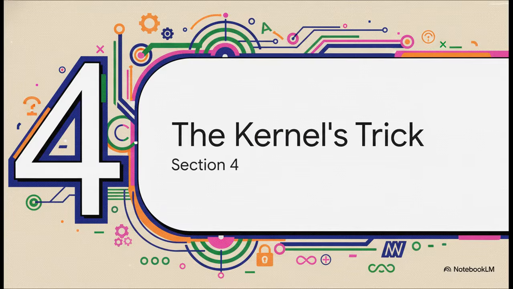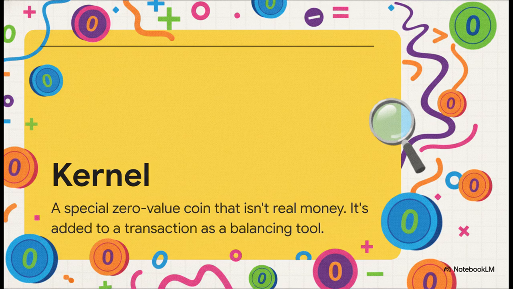Well, the solution is actually really clever. It's an elegant little fix that adds one new piece to our transaction. This is what we call the kernel's clever trick. The system introduces this thing called a kernel. The easiest way to think about it is like a special token, a token that is mathematically guaranteed to be worth exactly zero. It's not real money. Its one and only job is to be a balancing tool for our equation.